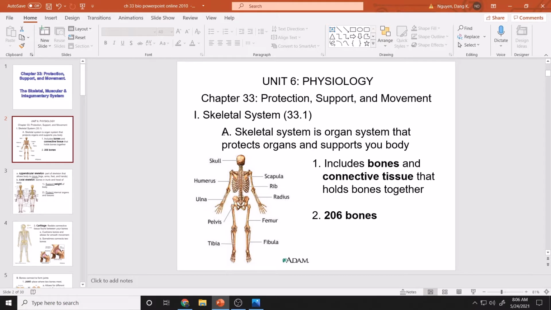So your skeletal system is an organ system that protects the organs and supports your body. So this includes the bones and the connective tissue that holds the bones together, so things like ligaments and tendons. And in total, the average adult has 206 bones.